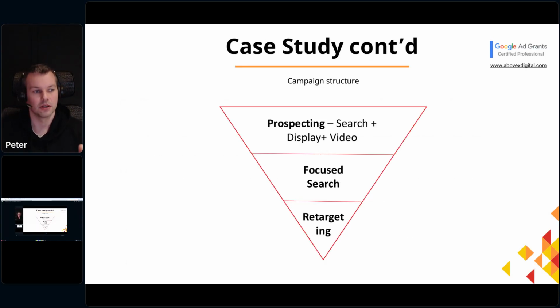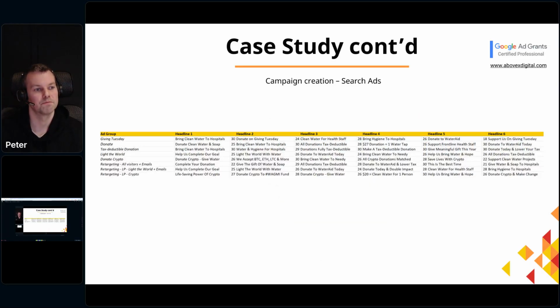Here's, in a nutshell, what it looks like. We've created prospecting campaigns: search, display, and video, and a focused search campaign for people who already know them, and this is where we put those highly lucrative keywords. And then there's retargeting, a display campaign that serves ads to people repeatedly, especially those who started the donation process but haven't finished it. Having a pyramid like this is what helps you push people down the funnel all the way to the ultimate action, which is donation conversion.